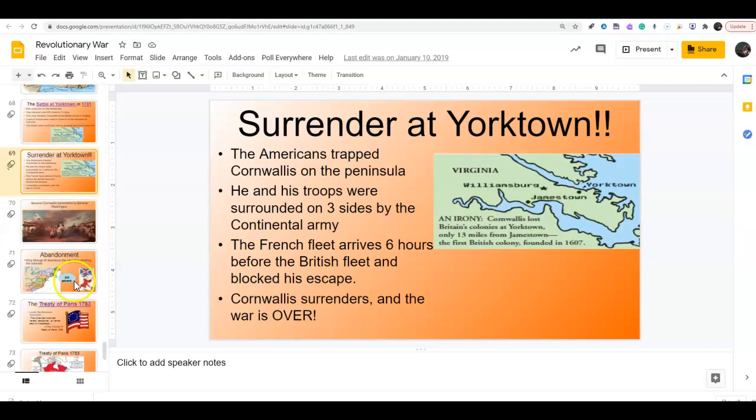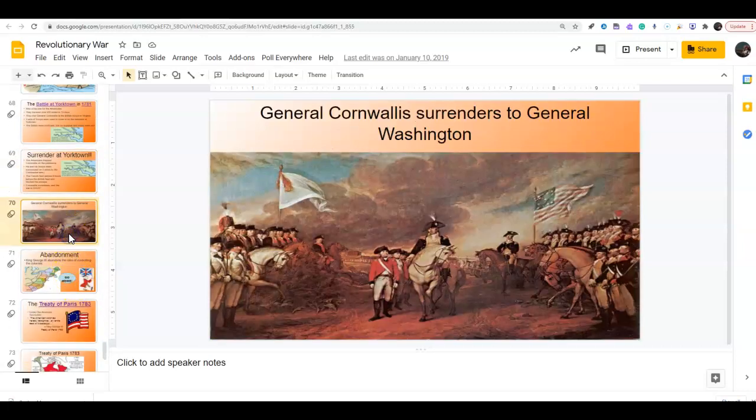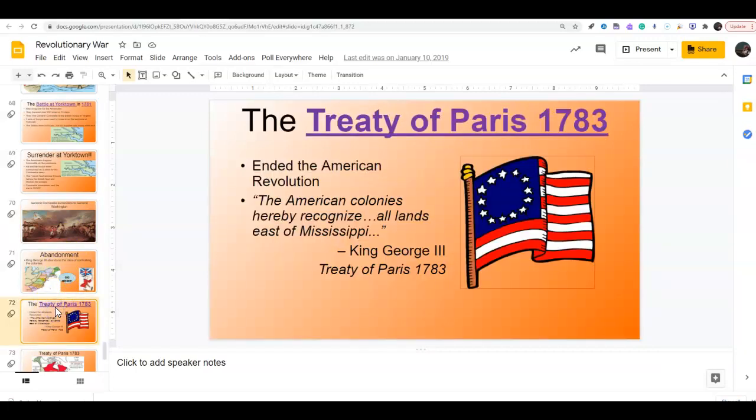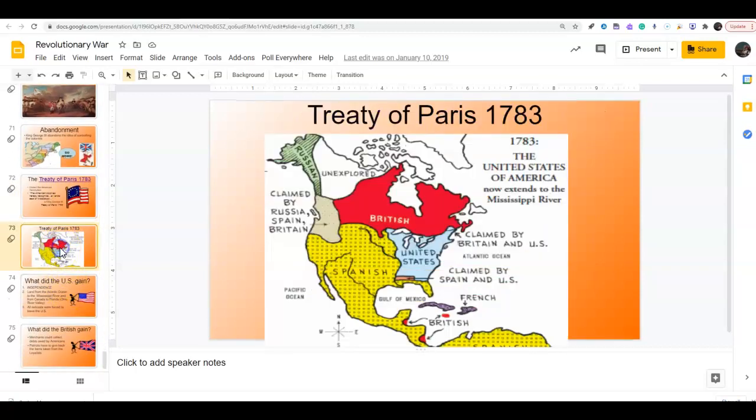And the war is over. It's not officially over, but it is pretty much over. This would be the last major battle, in 1781. It's not over until 1783 when both sides agreed to the Treaty of Paris. It ends the American Revolution. America gets all the lands east of the Mississippi, and they get their independence.